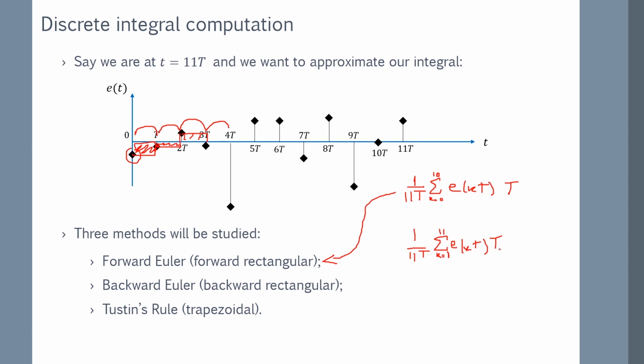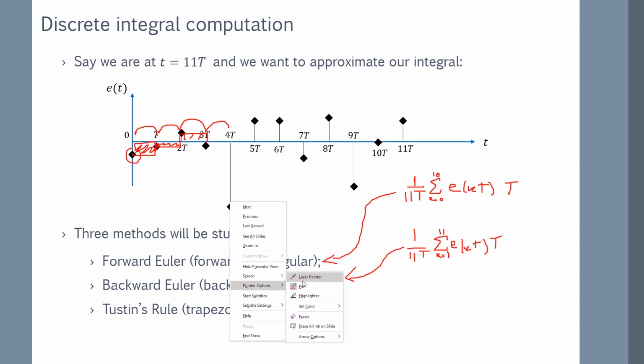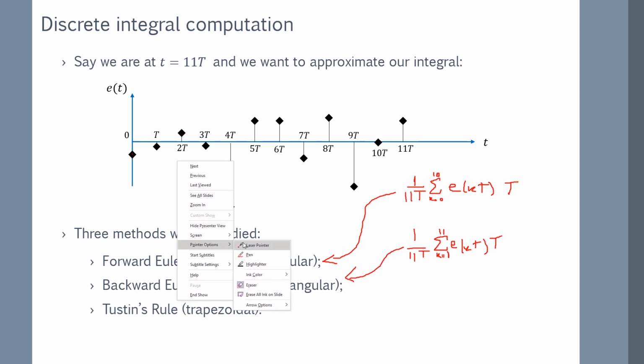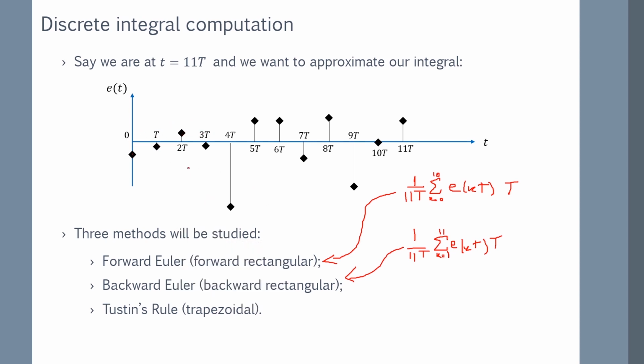And capital T is like our dt in the integral. So this would be backwards. We can also use Tustin's rule, or the trapezoidal integration, and the trapezoidal integration is rather interesting. So let's look at it. Let me erase all of this. You probably heard about trapezoidal integration before.